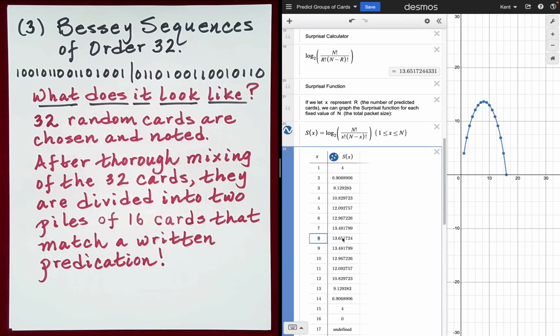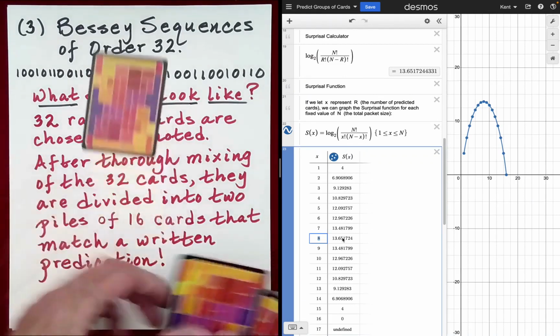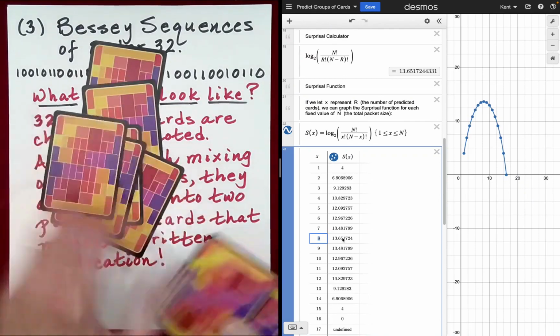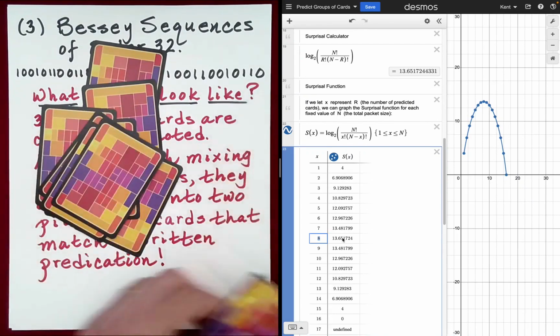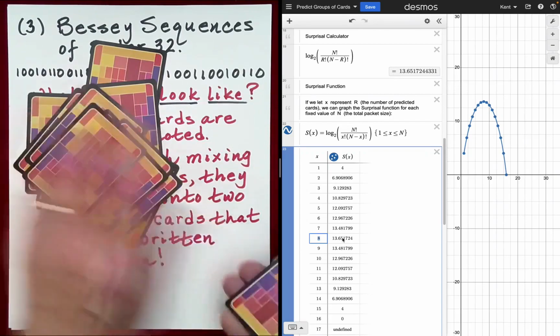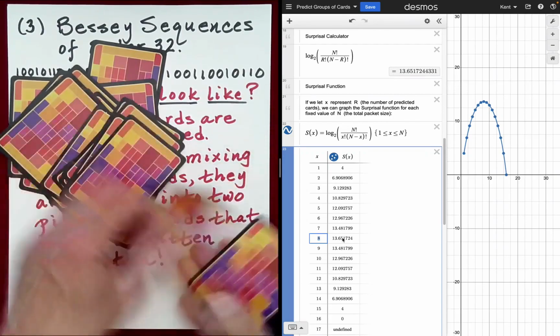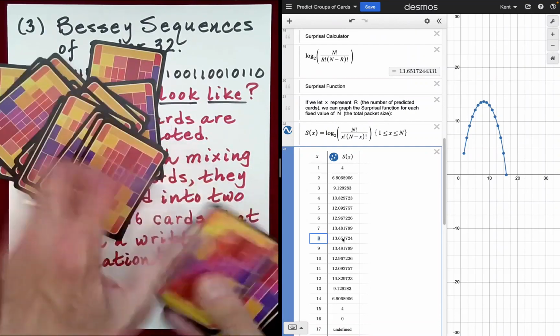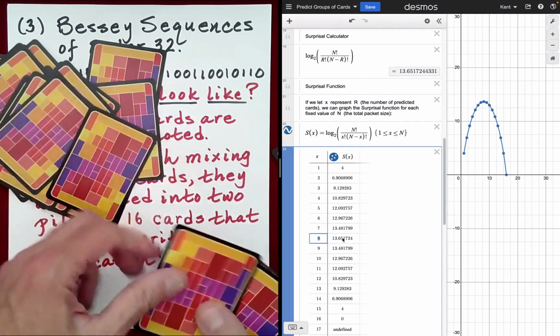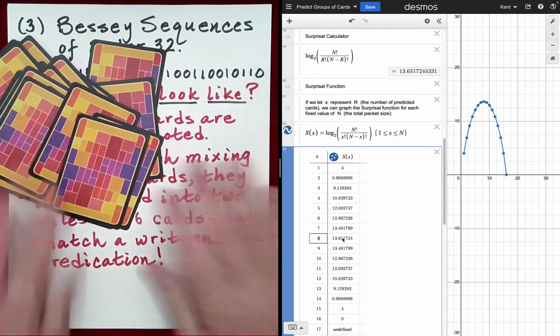So we just need 32 random cards. 1, 2, 3, 4, 5, 6, 7, 8, 9, 10, 11, 12, 13, 14, 15, 16, 17, 18, 19, 20, 1, 2, 3, 4, 5, 6, 7, 8, 9, 30, 1, 2. Okay, I believe that's 32 cards.